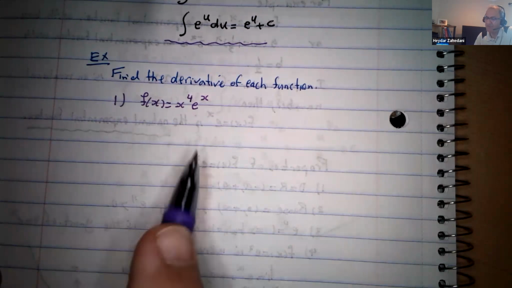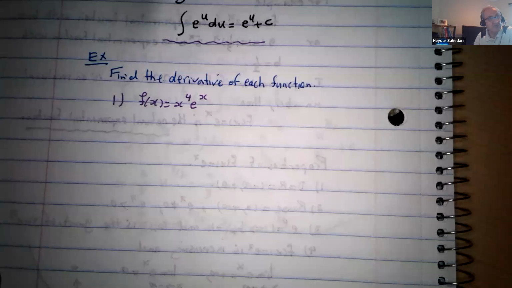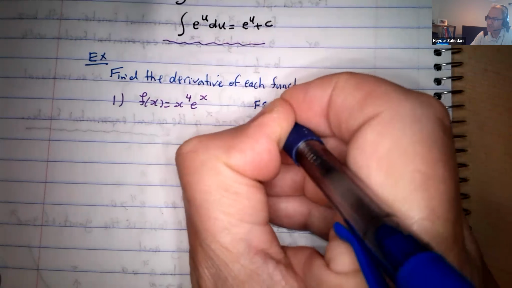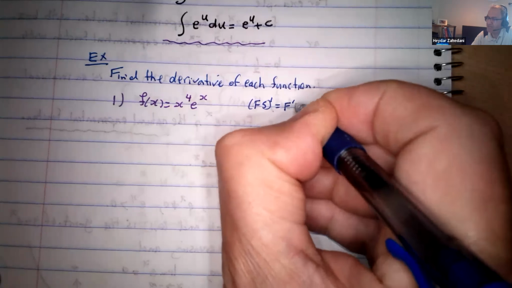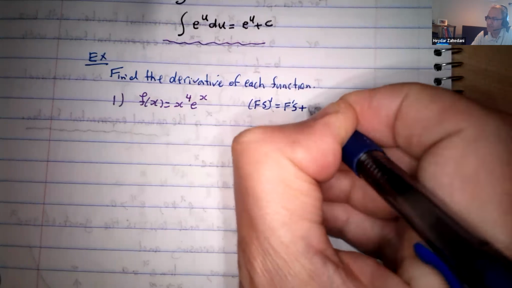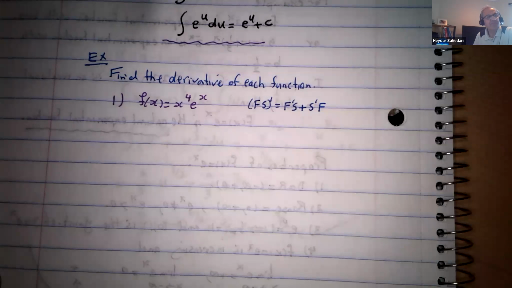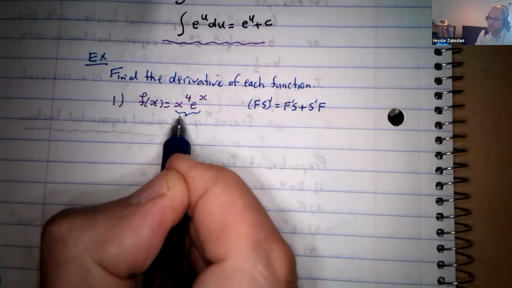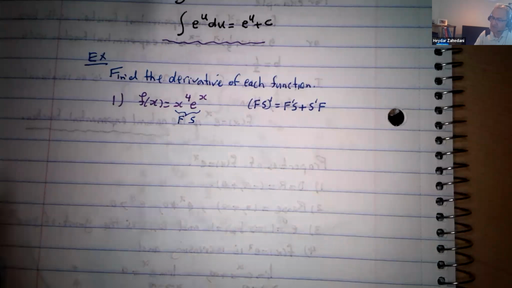This is a product of two functions. The first function is x to the fourth, the second function is e to the x. So we have to apply the product rule. Remember the product rule: first times second is going to be the derivative of the first one, f prime, times the second one, plus the derivative of the second one, s prime, times the first one. So that's going to be the first, and this is the second. So we are going to work out the solution.